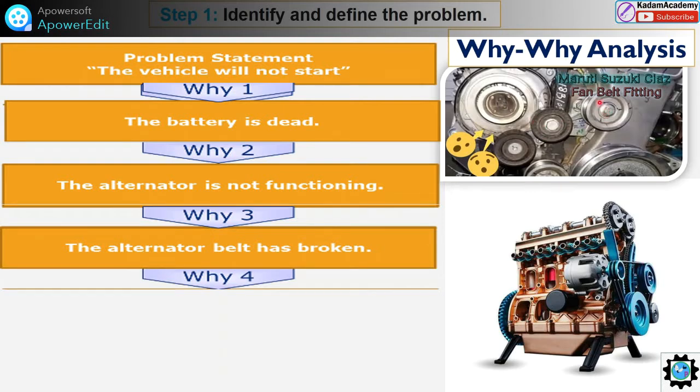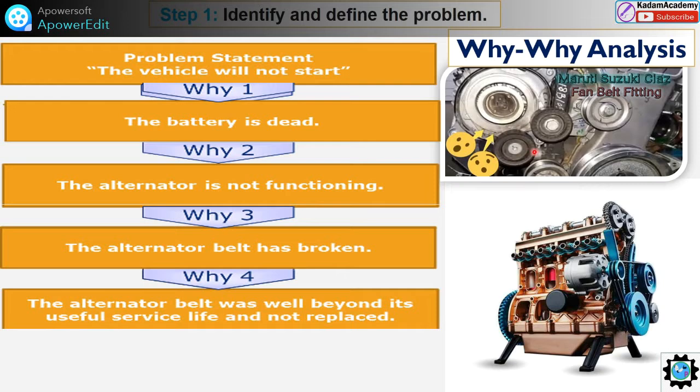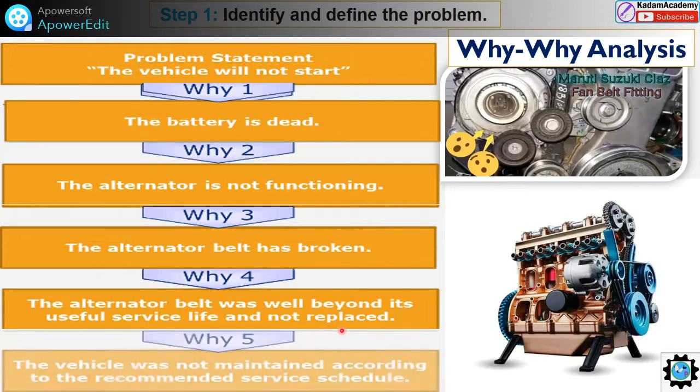This belt, you can visualize here, is the fan belt, or the Maruti Suzuki CS vehicle actual picture shown to you. This alternator belt was well beyond its useful service life and not replaced. That may be a problem. And last, the fifth why: the vehicle was not maintained according to the recommended service schedule. That may be a possibility. So after asking why, you will find the root cause. That is the why analysis.